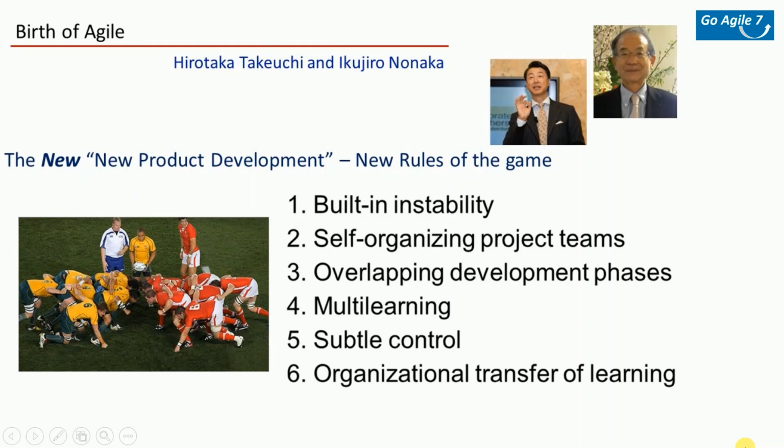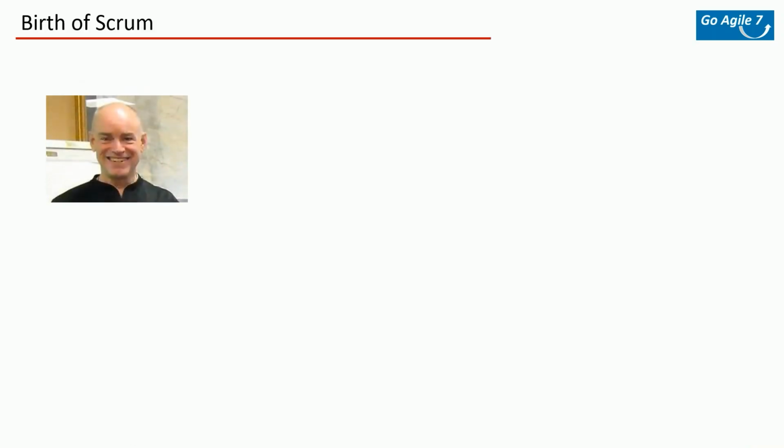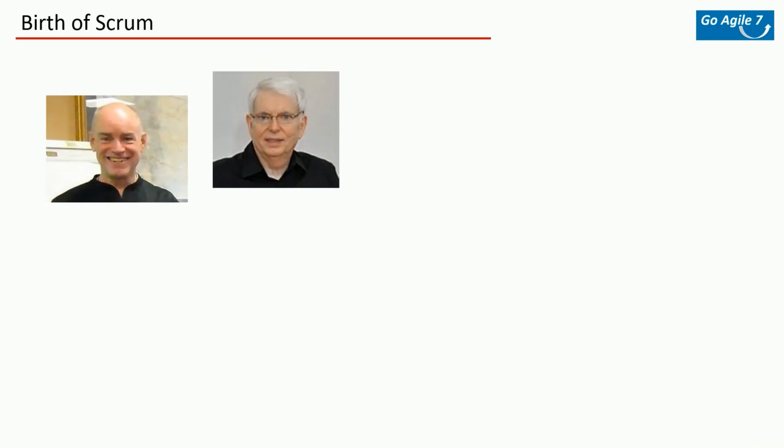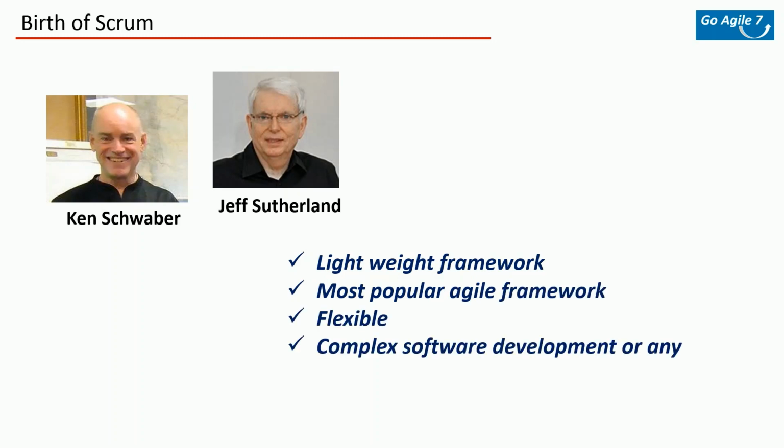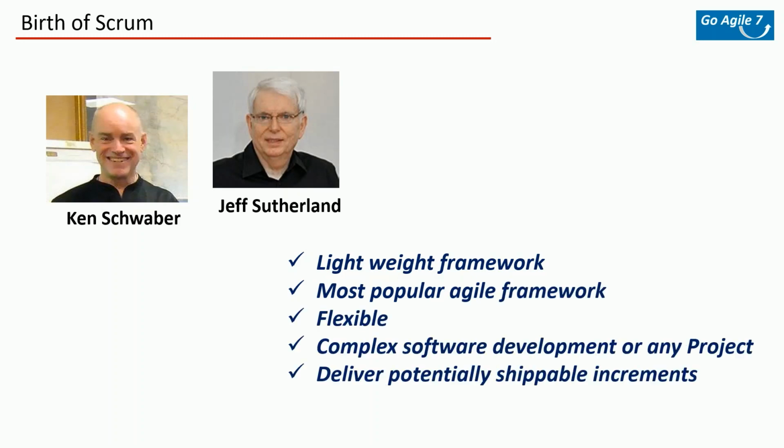So what is Scrum? In a previous episode we talked about the scrummage in the rugby game, the new product development by Hirotaka and Ikujiro. You remember, right? In the early 90s, two gentlemen, Ken Schwaber and Jeff Sutherland, built a software development approach taking some of the original new product development principles of Hirotaka and Ikujiro, and they started calling it Scrum. In 2001, the Agile Manifesto came, and then slowly Scrum started becoming more and more popular.